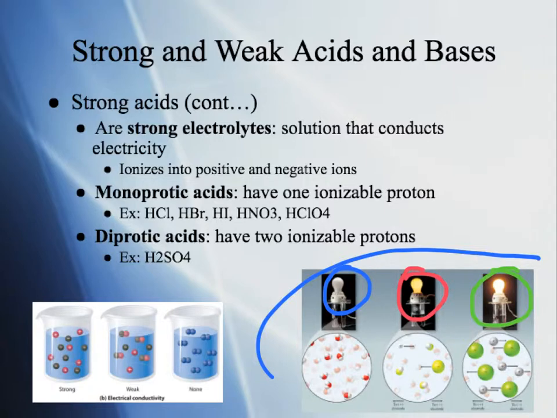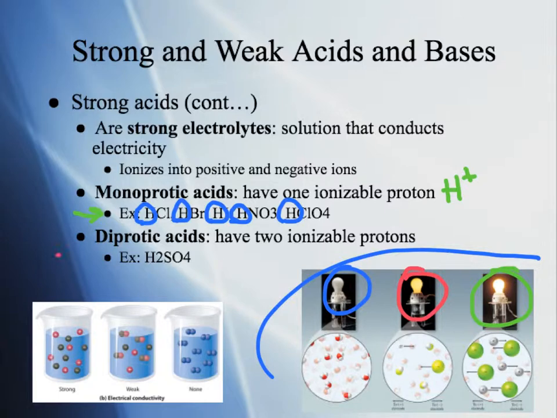Now, acids can also be classified as monoprotic acids or diprotic acids, depending on how many protons, or H plus, they have in their compound that can be ionized or removed. So all of these here are what we call monoprotic acids. They have one ionizable proton, so one proton that's going to come off in solution. It's always written at the front; the front one is the one that actually gets ionized.